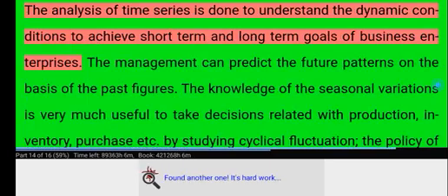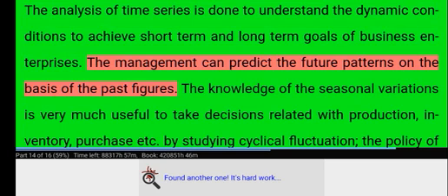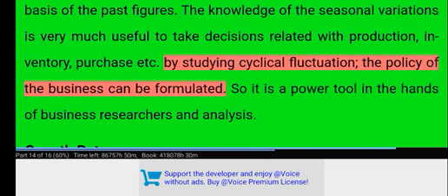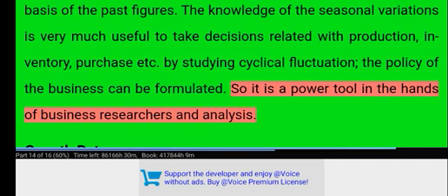The analysis of time series is done to understand the dynamic conditions to achieve short-term and long-term goals of business enterprises. The management can predict the future patterns on the basis of the past figures. The knowledge of the seasonal variations is very much useful to take decisions related to production, inventory, purchase, etc. By studying cyclical fluctuation, the policy of the business can be formulated. So it is a powerful tool in the hands of business researchers and analysts.